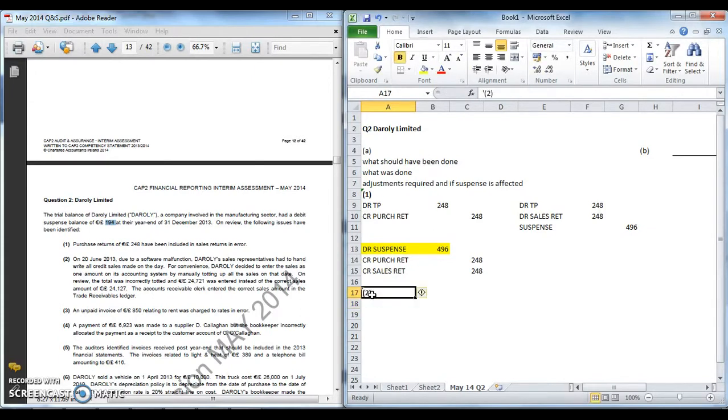So if we go on to part 2, you're told on the 20th of June 2013, due to a software malfunction, the sales reps had to handwrite all sales. And for convenience, what they did was totted them all together and put them in at the end of the day.